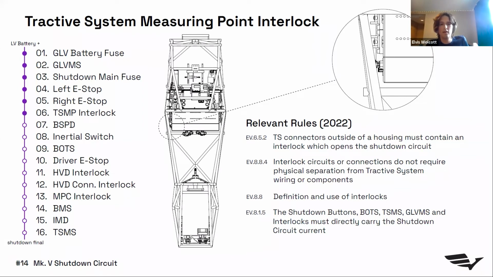The next node on the shutdown circuit as we move forward in the car is the TSMP Interlock, which is the Tractive System Measuring Points Interlock. The Tractive System Measuring Points are a rules required element of our design, which allows you to safely measure the voltage of the pack outside of the accumulator. And it's important that these are interlocked because any high voltage connection is rules required to have an interlock, as it would be extremely dangerous if a high voltage connector came undone or was not properly installed and the car still turned on and high voltage left the accumulator. And so this is a safety measure where if a connector were to ever come undone or not be installed properly, it just won't turn on and the AIRs won't close.